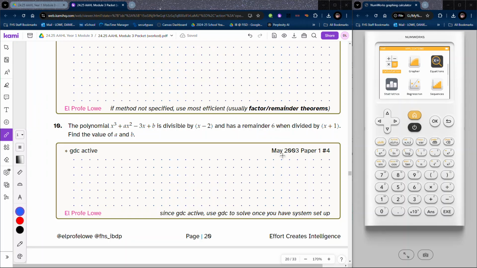This happens to come from the higher level math paper from 2003 for the IB, if you're studying for the IB. You usually see these questions in Algebra 2 or pre-calculus type content.